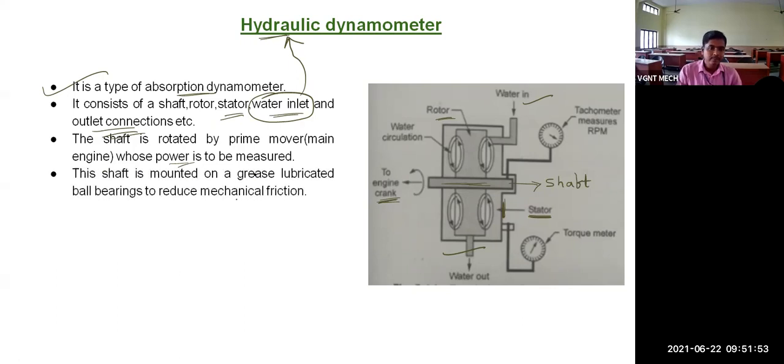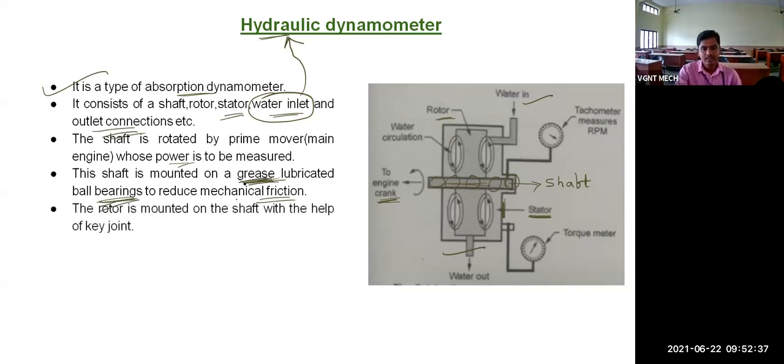Next point, this shaft is mounted on grease lubricated ball bearings to reduce mechanical friction. Some ball bearings will be there. Why is that bearing required? Bearing is required to reduce the mechanical friction. In between the bearing and this shaft, we are providing some grease lubrication. So the friction will be less, and if friction is less, then heat loss will also be less. To minimize the friction, we provide ball bearings with grease lubrication.